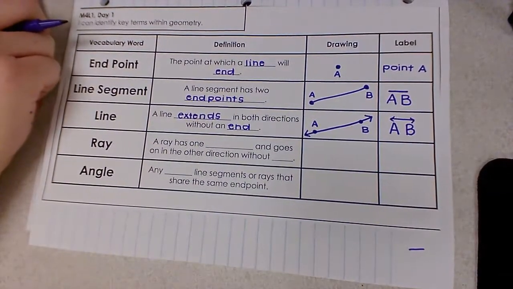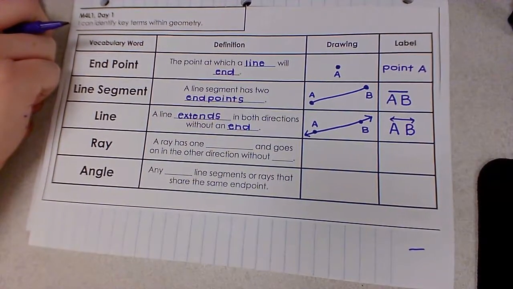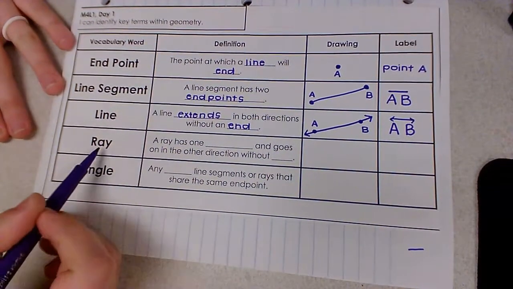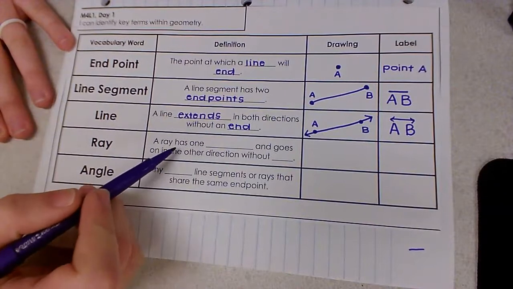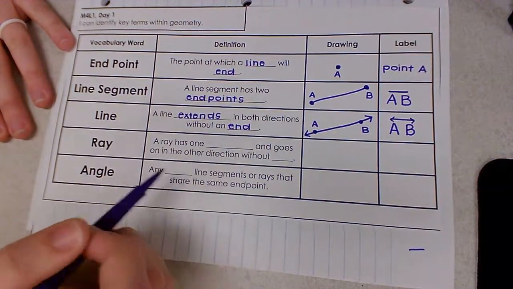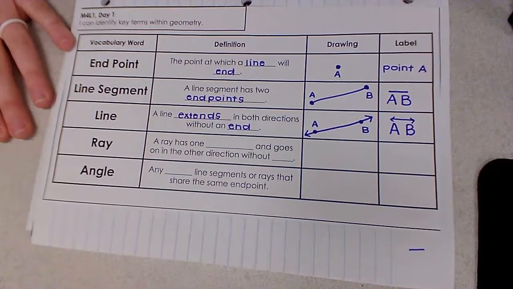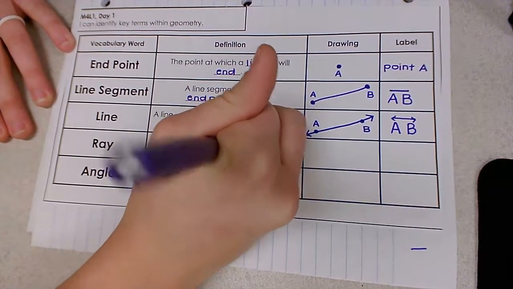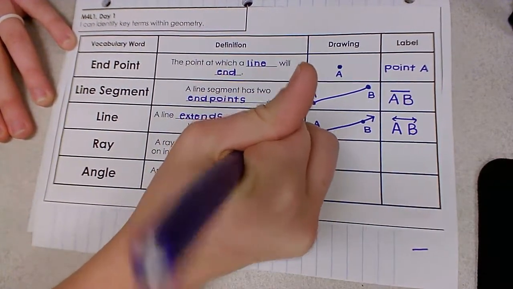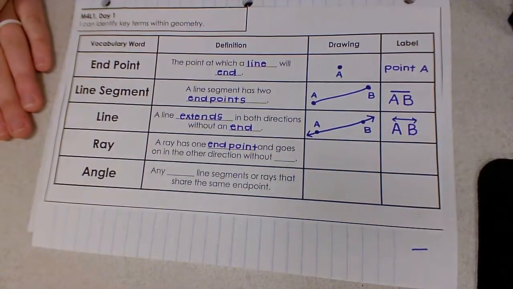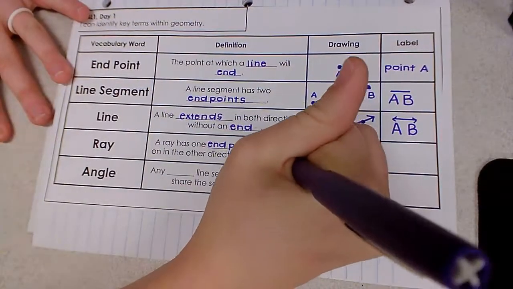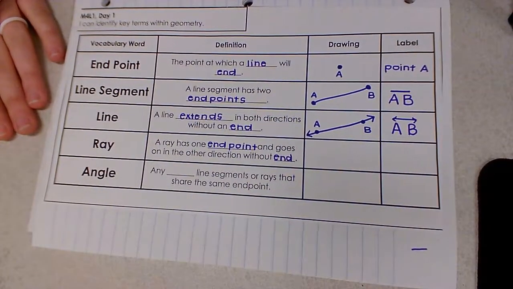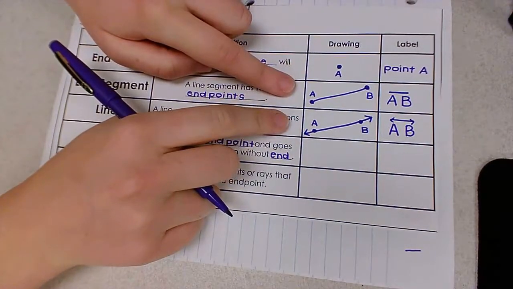So we have a line segment that ends in both directions, a line that extends in both directions, but what about something in between? Let's talk about a ray. A ray has one endpoint and goes on in the other direction without end. So it's like taking a little bit of both of these lines together.